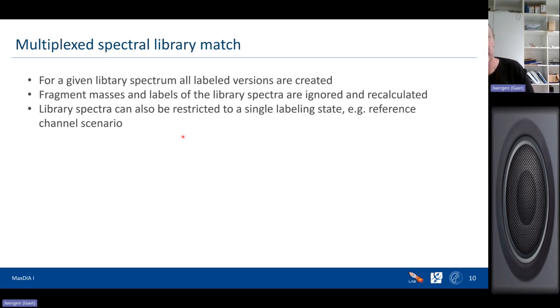Then you could also say, okay, I only do the library search for the carrier channel and I'm not looking with the library search for the other channel. So that is absolutely possible to do. In general, the data type of the library and the data type of the DIA sample are completely decoupled. So it could be completely different labeling, anything. Actually, MaxQuant does not take any information from the library like pre-calculated masses or so. Everything is calculated from scratch based on the specified information.